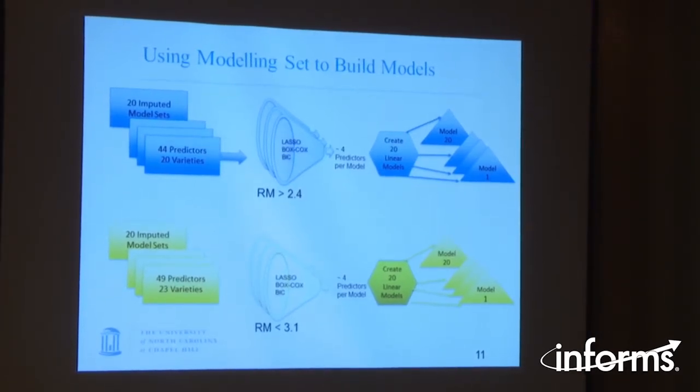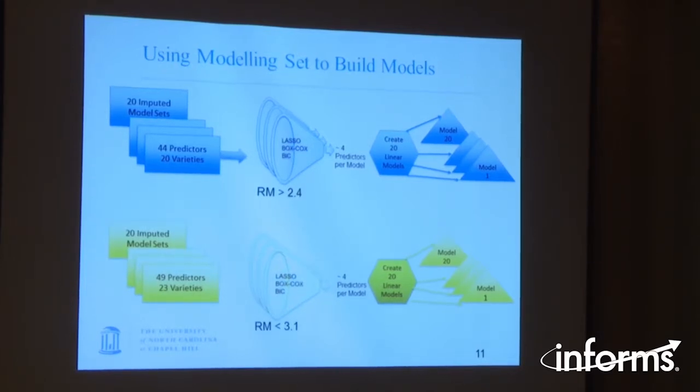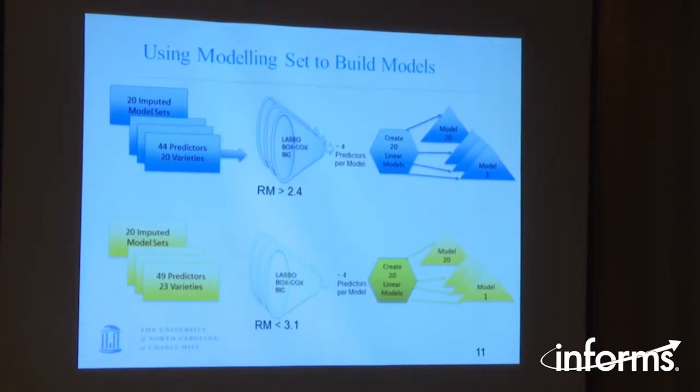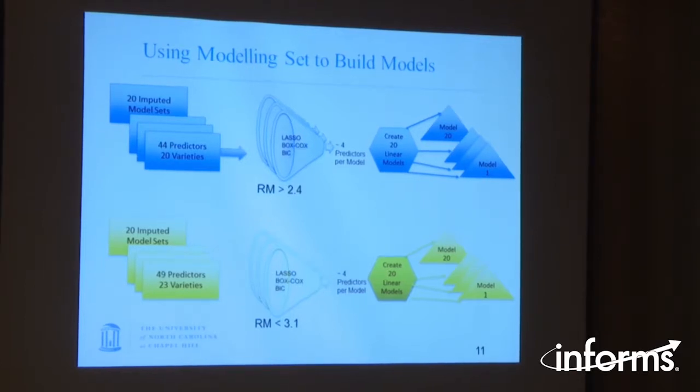So we used Lasso to do a first pass feature selection, and then we did a Box-Cox transformation on all the features that we had, because this helped to reduce heteroscedasticity and stabilize the variance in the data. After doing that, we used the Bayesian information criterion to further narrow down the possible set of features that we could use to predict what the ultimate sales of all the varieties was going to be. We did that for both the data sets that we created, the ones with the higher relative maturity and the ones with the lower relative maturity.